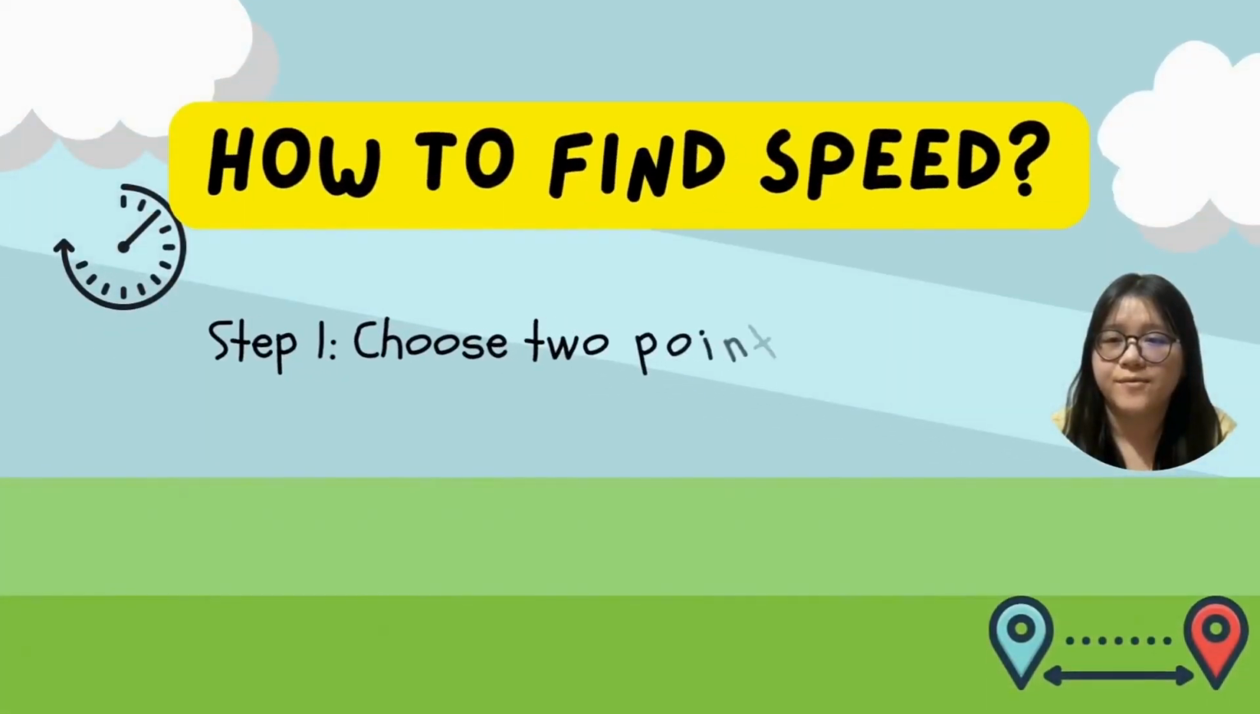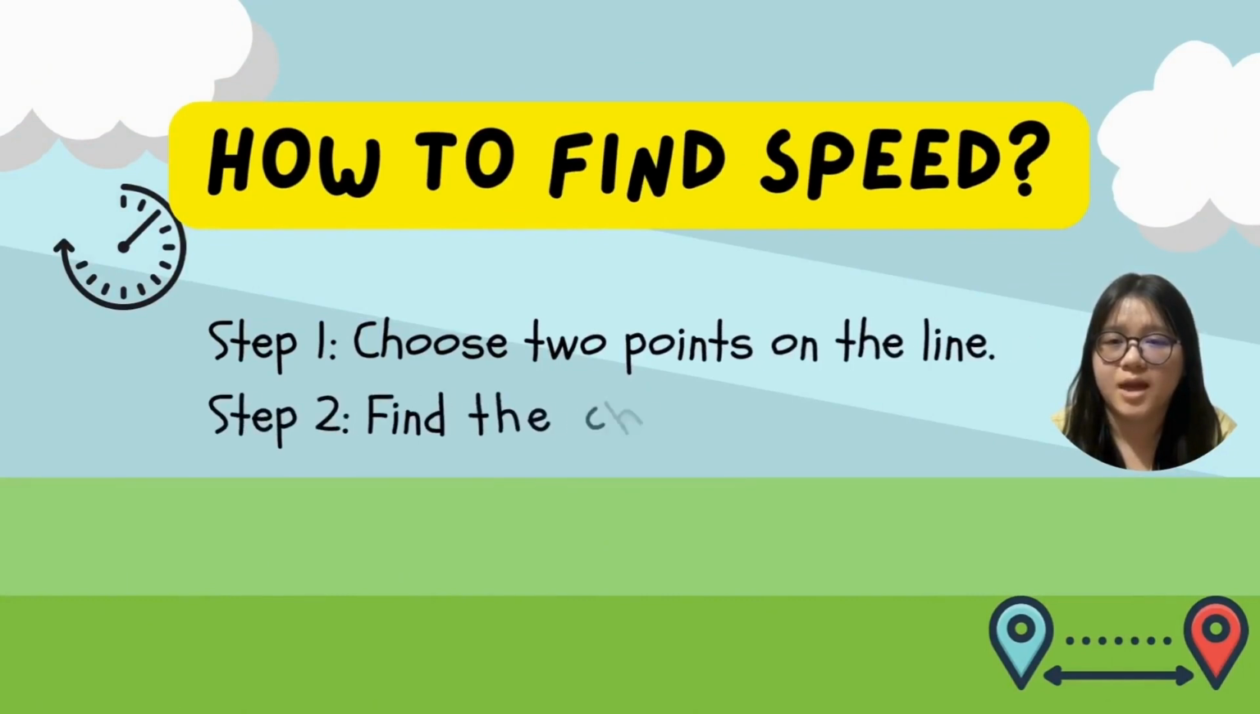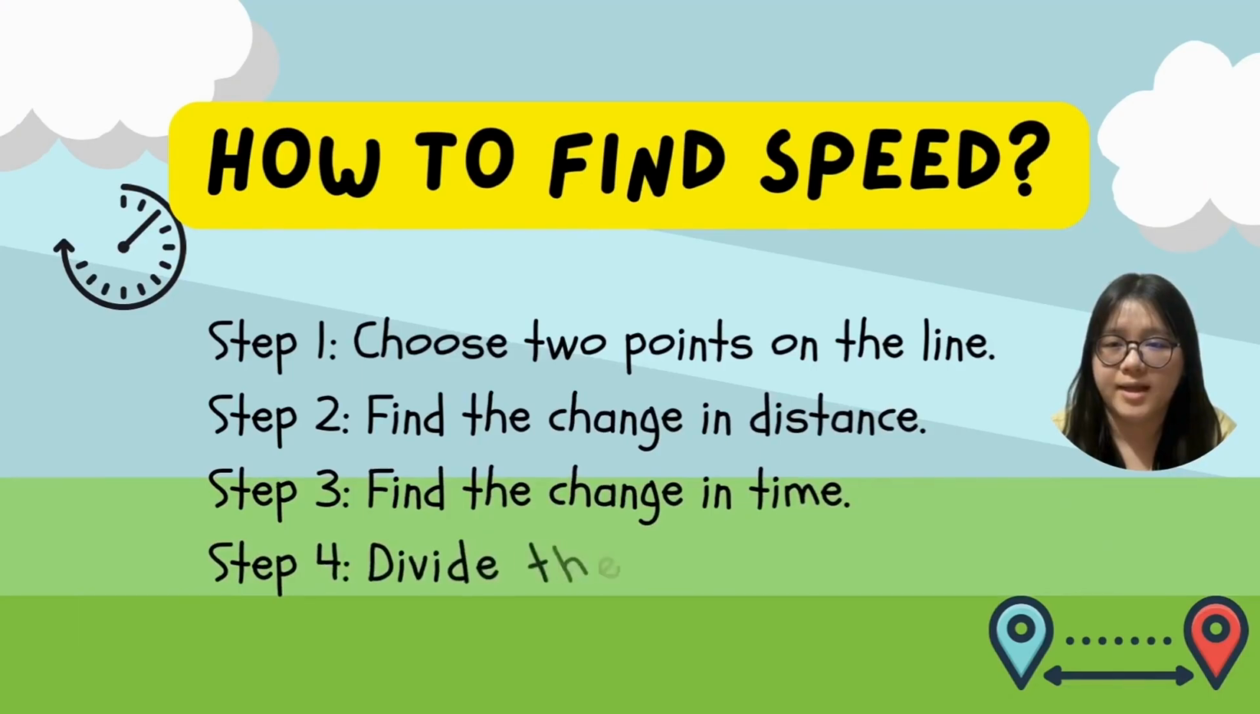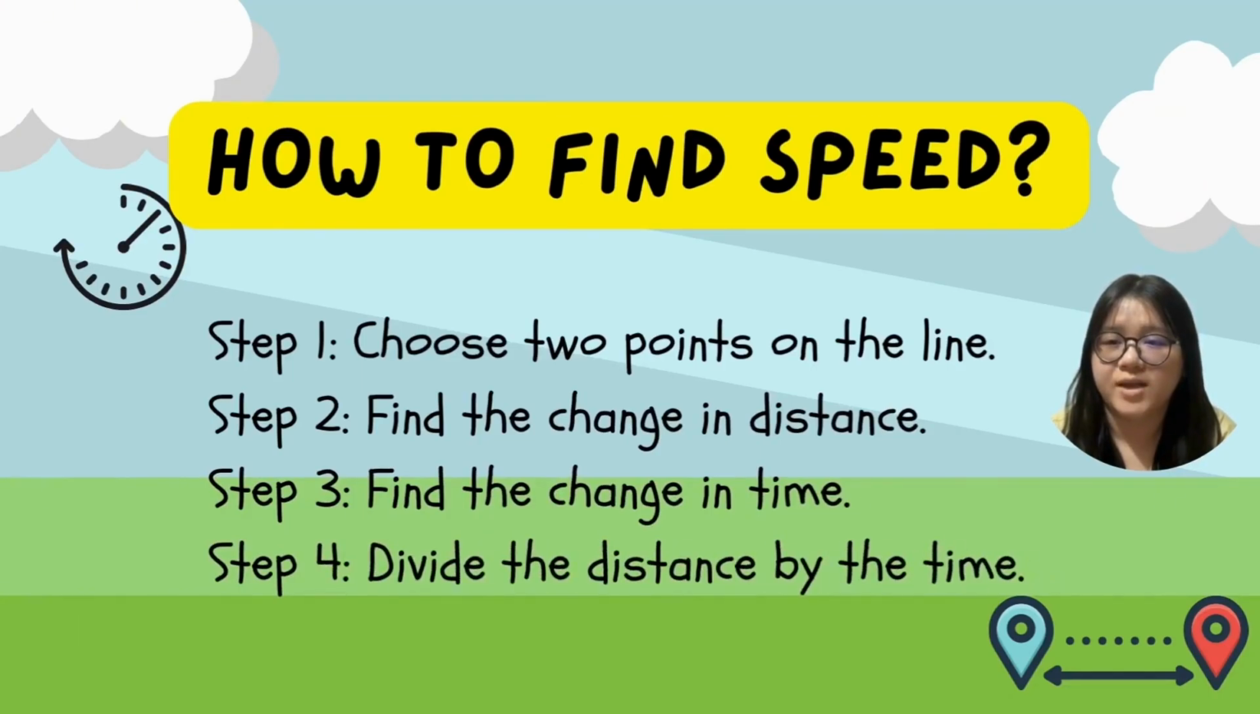So, how do we find speed using a distance-time graph? Step 1. Choose 2 points on a line. Step 2. Find the change in distance. Step 3. Find the change in time. Step 4. Divide the distance by the time. This gives us the speed, or in other words, the gradient of the graph. So, let's apply this method to our runners.